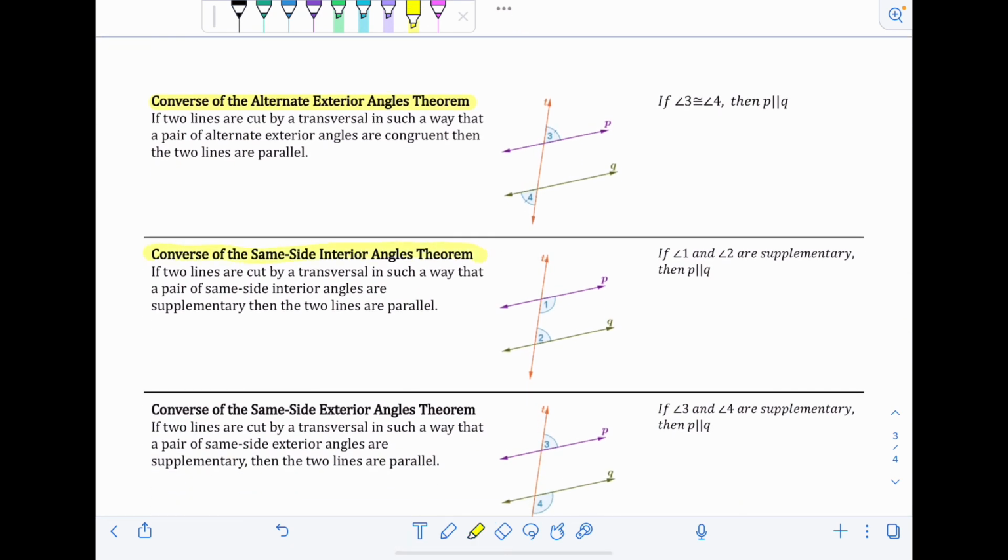The next one, converse of the same side interior angles. Remember for same side interior angles, like 1 and 2, for example, those were supplementary. They were not congruent, so keep that in mind. So if two lines are cut by a transversal in such a way that a pair of same side interior angles are supplementary, then the two lines are parallel. So same thing, start with our two lines. We don't know if they're parallel. They're cut by a transversal. That creates the same side interior angles that we know are supplementary. Like that would be information that's given to us. If we know they're supplementary, then we also know that line P and line Q are parallel to each other.